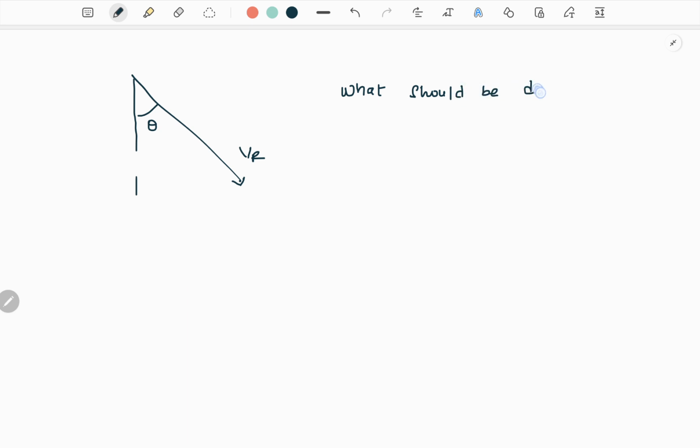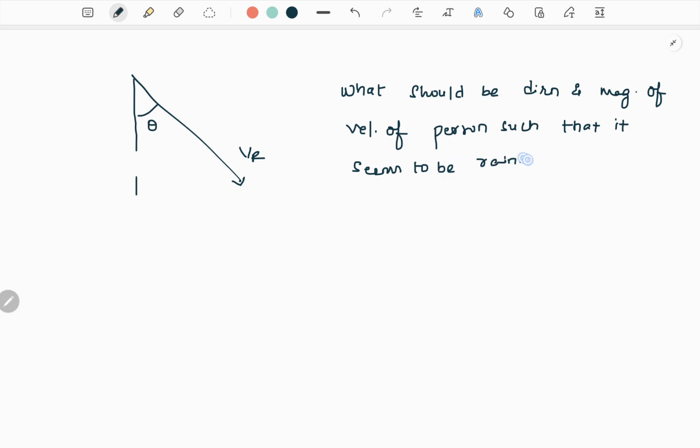What should be the direction and magnitude of the velocity of the person such that it seems to be raining vertically to him? That means they are saying that the velocity of the rain relative to the person must be in the downward direction. For that, what should be the direction and magnitude of velocity?